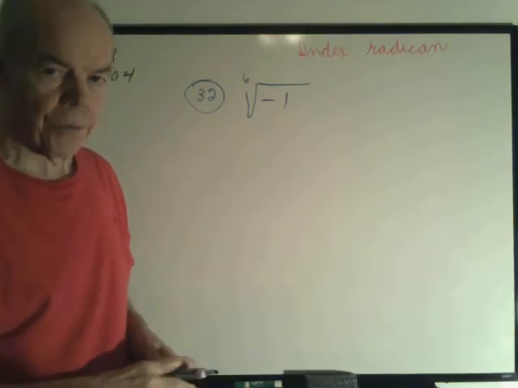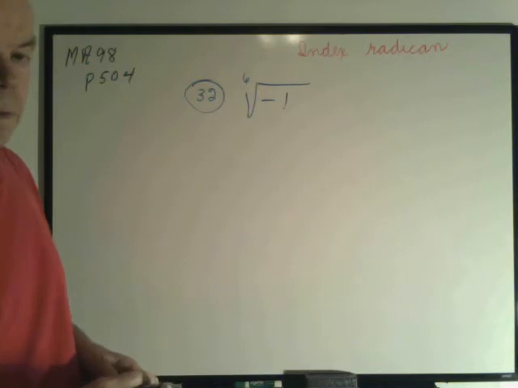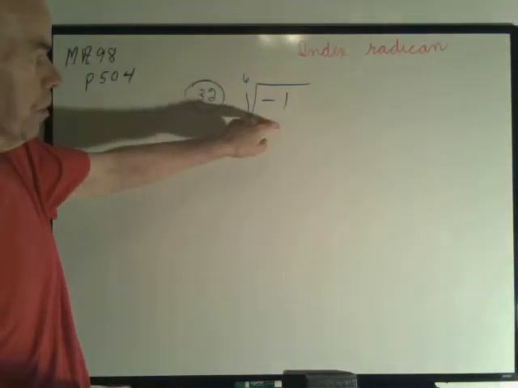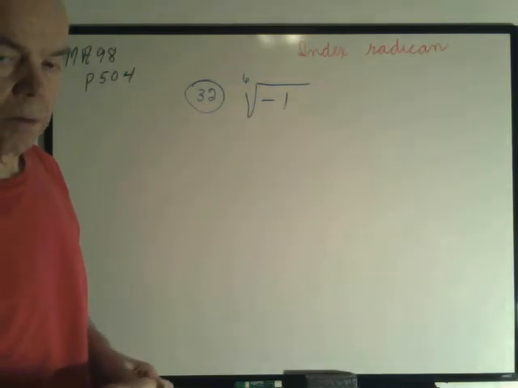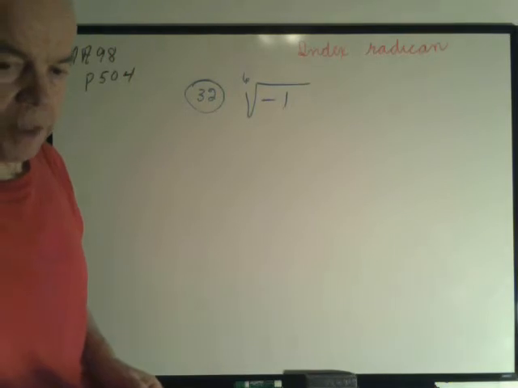All right, with number 32, you have the 6th root of negative 1. Well, whenever the index is an even number, you can't take a negative root. So this is not a real number, does not have an answer.